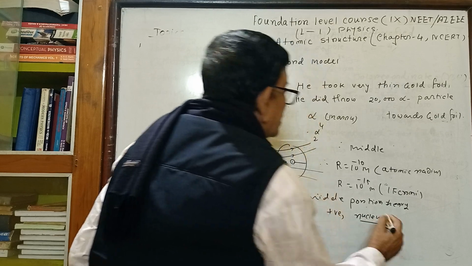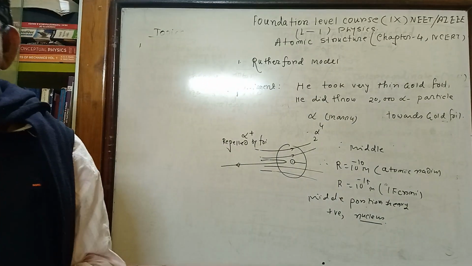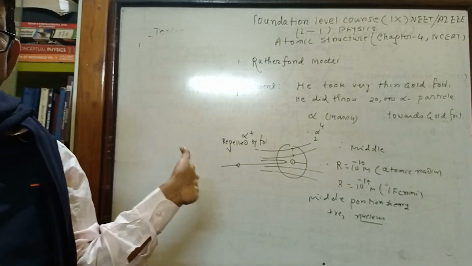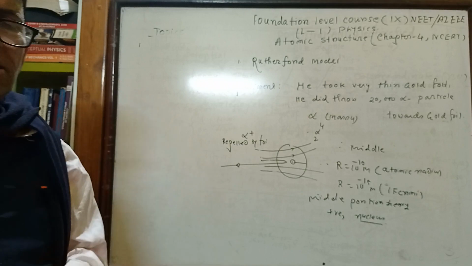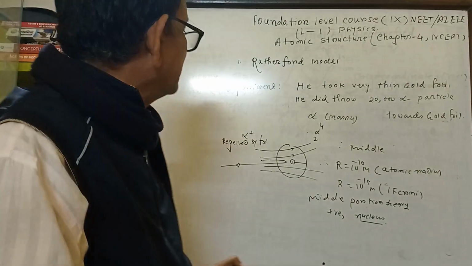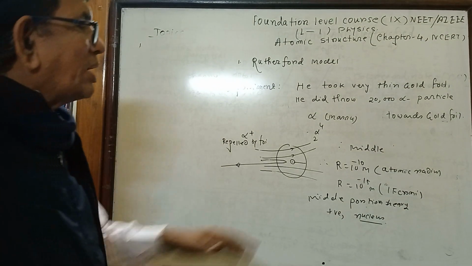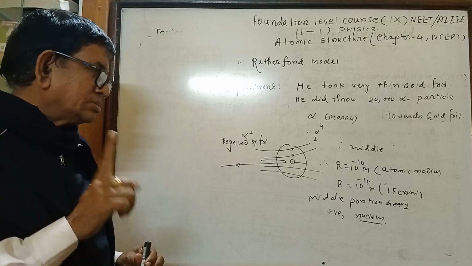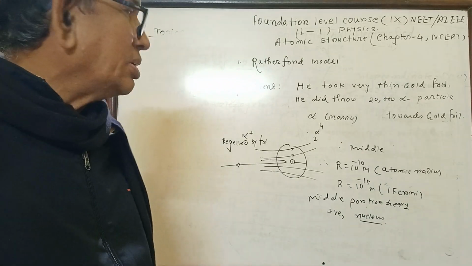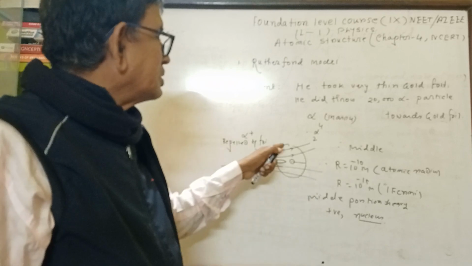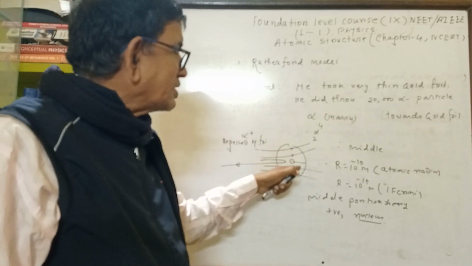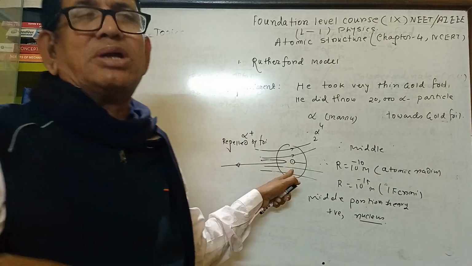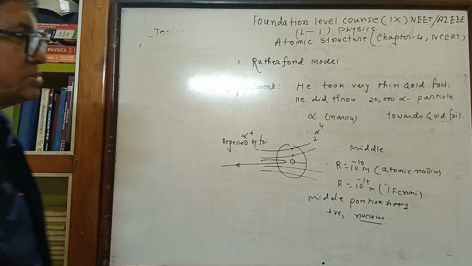Now inside the nucleus there are 2 particles present. One is the proton, that is positive, from which the alpha particles bounced back. Another is neutral, that is the neutron. Now from this Rutherford model, one conclusion you can draw: maximum portion empty, middle portion massive and positively charged, and from this massive positively charged portion the particles bounced.